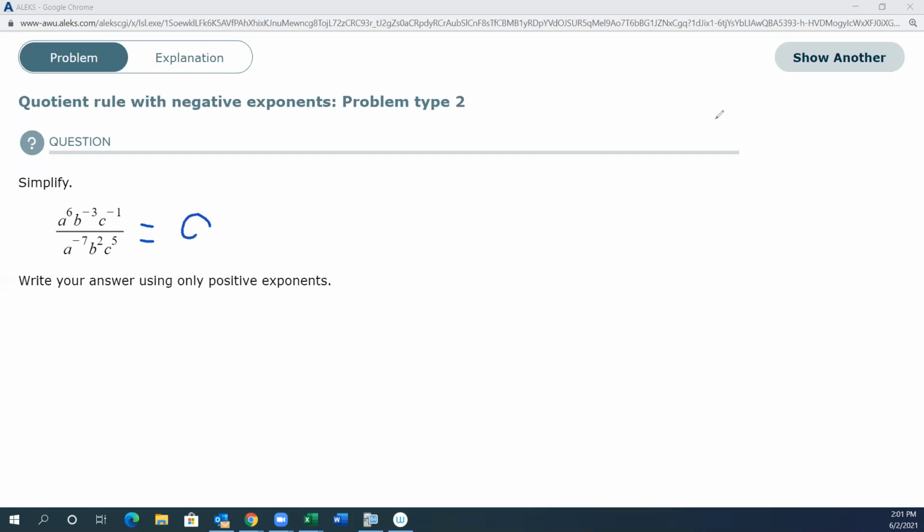So for the a's, I've got a to the 6 minus -7. When you have something and then you're dividing it by something with the same base, you subtract the exponents. Okay, then we're going to multiply that by b to the -3 minus 2, and then c to the -1 minus 5. Always top exponent minus bottom.